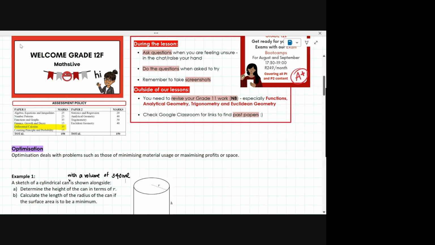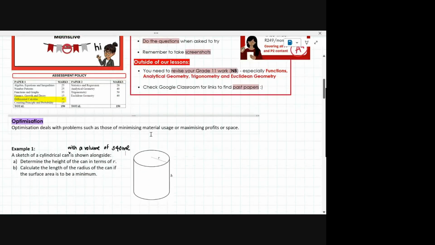Okay, next little tidbit of information I'm going to give is that optimization is very much reliant on your knowledge of your measurement formulas. So measurement formulas: surface area, volume, area. We expect you to know the basic shapes. So I expect you to know how to work out the area of a circle, square, rectangle, triangle. I expect you to know how to work out the volume of right prisms.